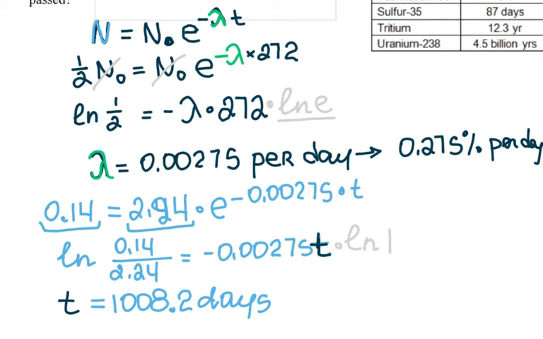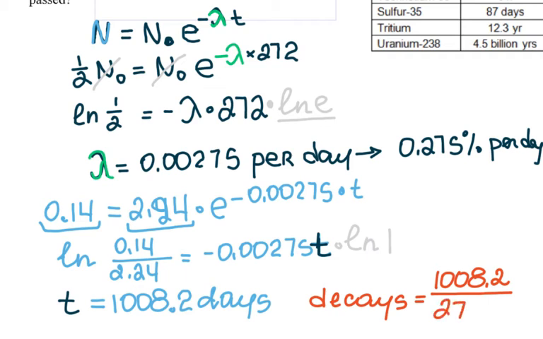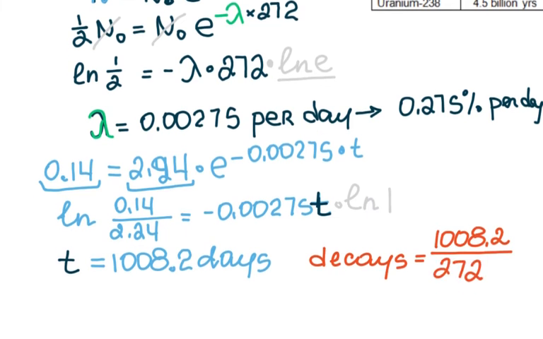So if I want to know how many half-lives have passed, I have to divide this number by how many days it takes to halve the amount, so that would be 272. And this will give me that the number of half-lives is equal to 3.7, or approximately 4 half-lives.